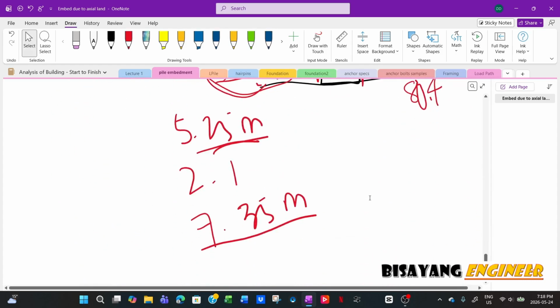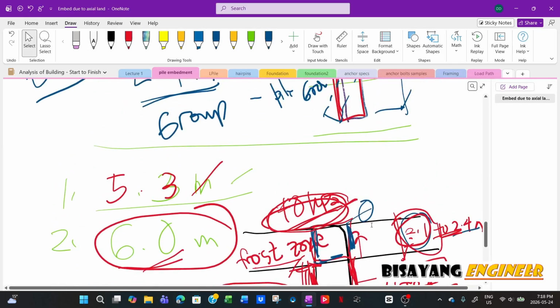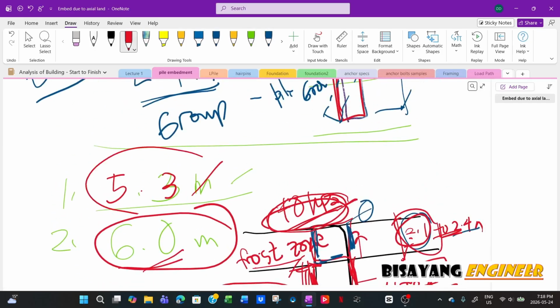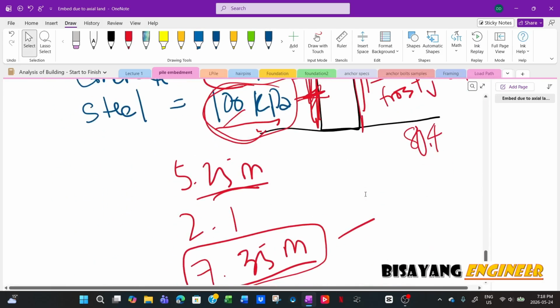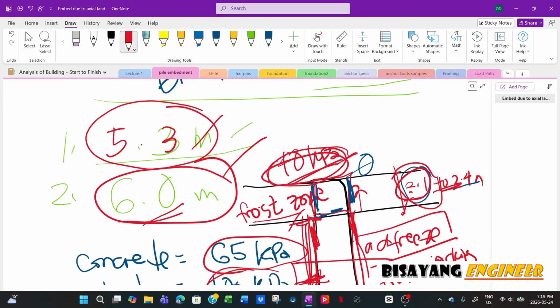Now, in your original calculation, you have say 5.3, 6.0. But for frost jacking, you need 7.35. Then your minimum embedment would be 7.35. So it is deeper than what's required for axial load and for lateral load. So that's frost jacking. It really depends on how good the soil is. The bigger the skin friction, the shorter the pile. So at least that's the calculation.